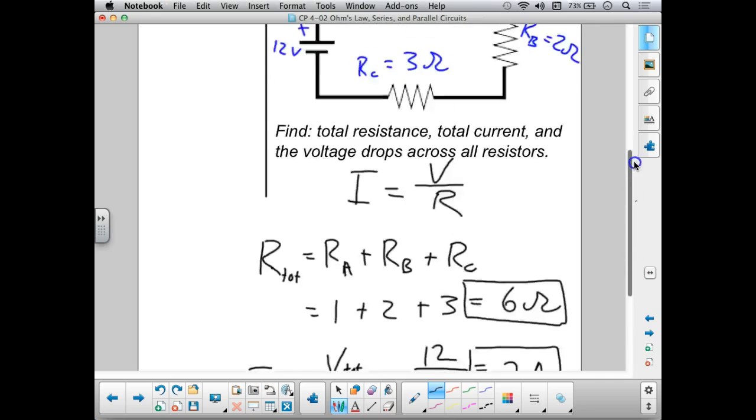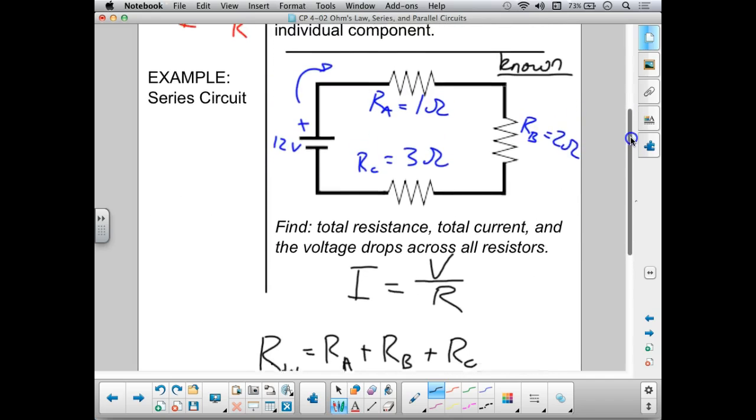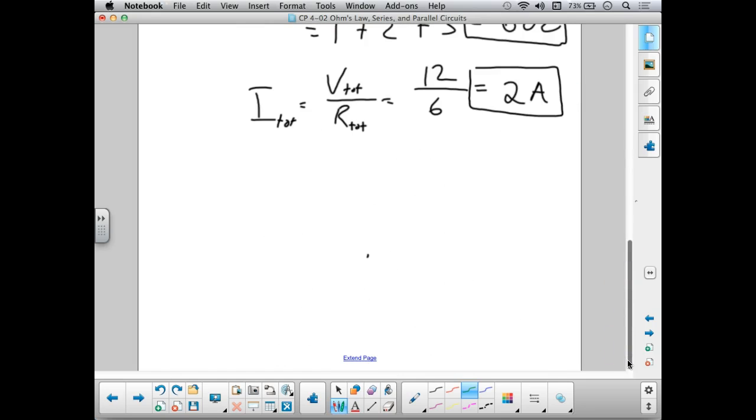Last step, I need to find the voltage drop across each component using Ohm's Law for each individual component. Okay, so that sounds a little bit complicated, but actually what it means is I'm going to go one at a time through my resistors and zoom in. I'm zooming in right here on resistor A. So I'm going to put resistor A right here. I know I need to use Ohm's Law on resistor A, so I'm just going to write current through resistor A should equal the voltage drop across resistor A divided by the resistance of resistor A.